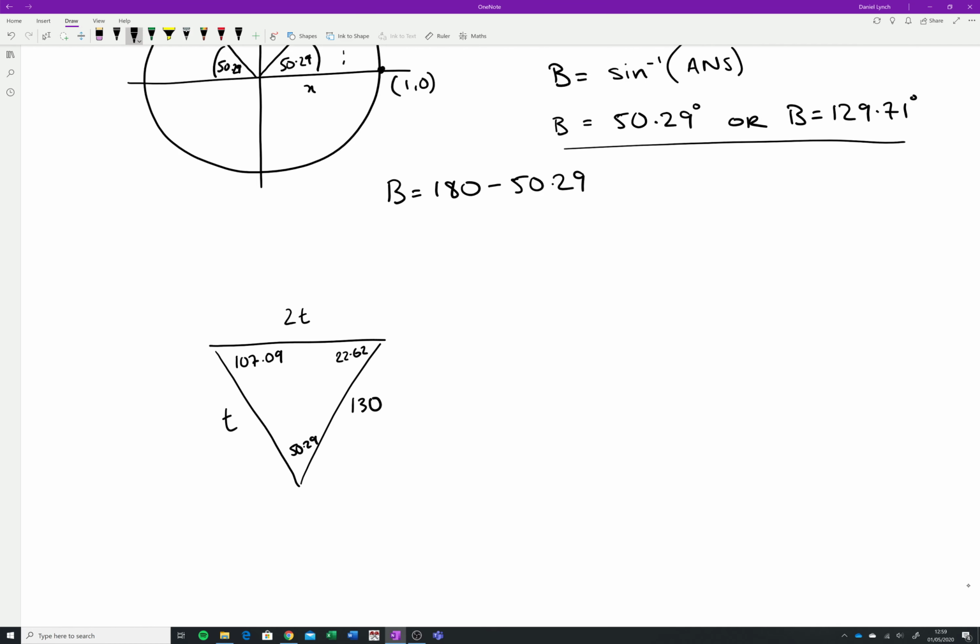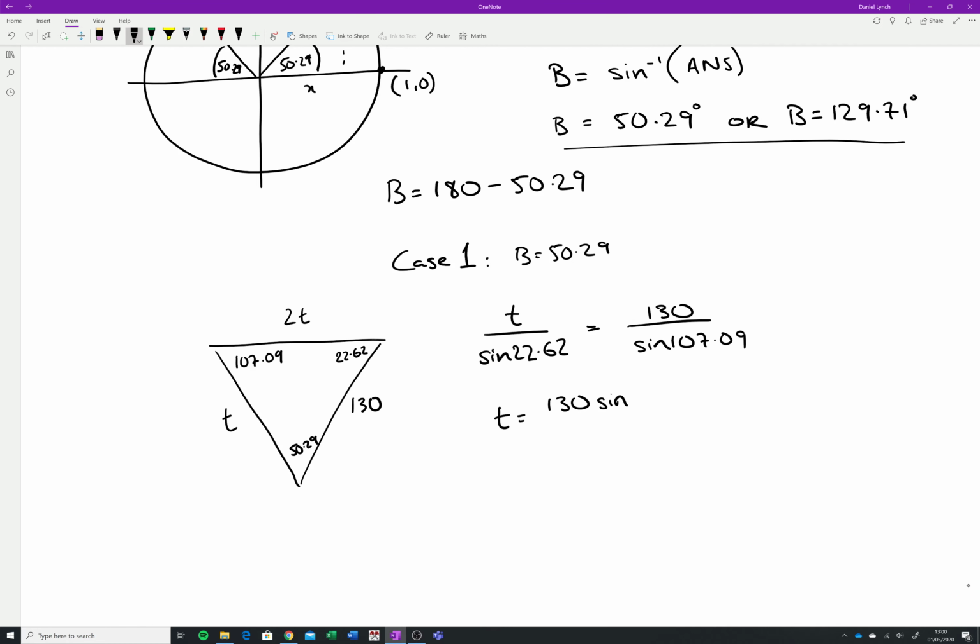We can just use the sine rule again, but not a problem. We'll say t, take this side divided by the sine of the angle opposite it, t divided by sine 22.62 is equal to, and now use the thing that we know. We know 130 and we know the angle opposite it, 107.09. So we get t is equal to, and this maybe we should say is case 1. Case 1, which is that b was 50.29 degrees. So here we get 130 sine 22.62 over sine 107.09.